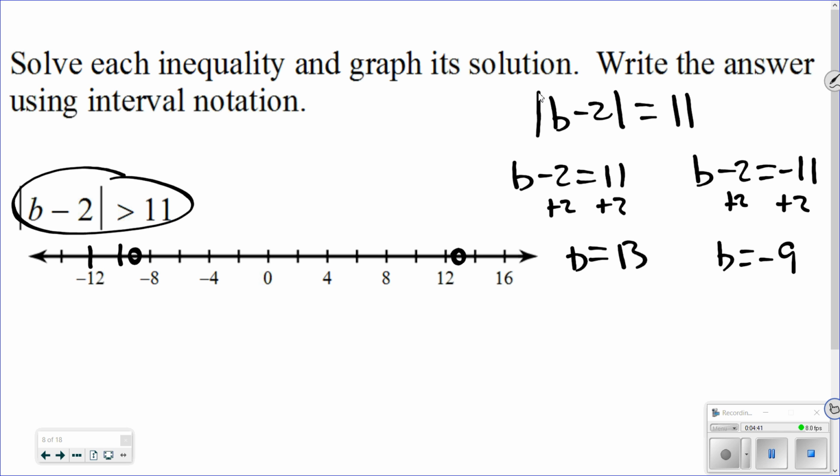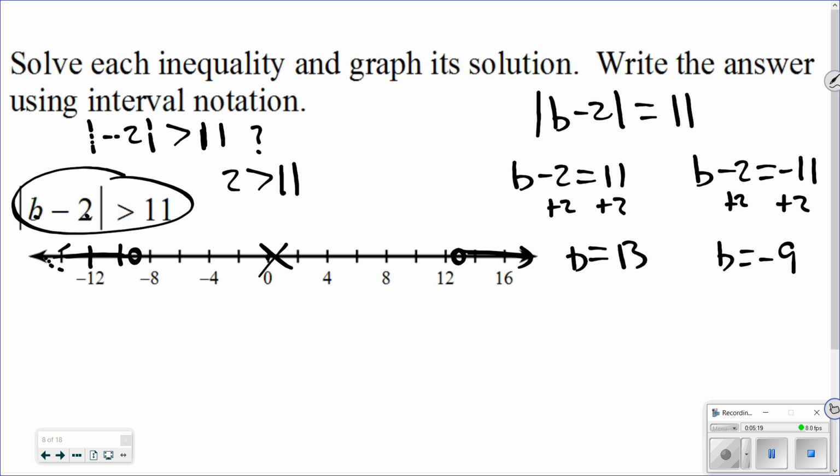And then going to negative 9, that's negative 8, negative 10, negative 12, so negative 9 would be somewhere in there. Okay, what I have to decide next is whether it will be shaded between the two numbers or on the outside of the two numbers, and I just have to figure out which one it is. If it's greater than, it will usually be on the outside, but a good way to check is to do a test point. So I'm going to plug 0 in and see if it works. 0 is between the two numbers. If I plug 0 in, I get the absolute value of 0 minus 2, the absolute value of negative 2, is greater than 11. Well, the absolute value of negative 2 is 2. So the question is, is 2 greater than 11? And that's no. 0 doesn't work. That means it has to be shaded on the outside. So we're going to go in that direction.